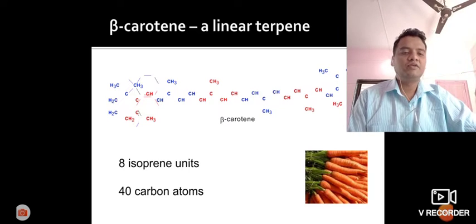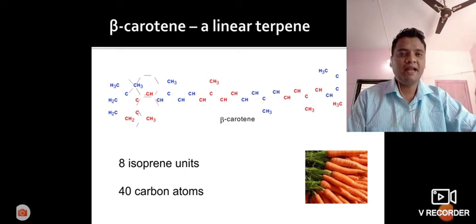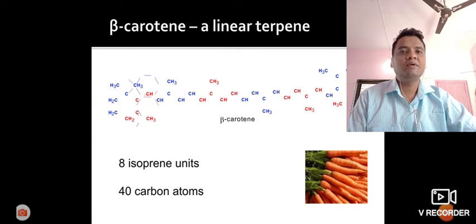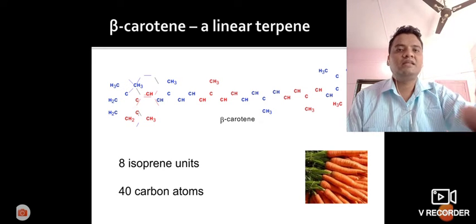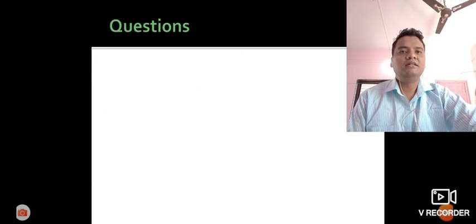Next is beta carotene. We know carotene is found in fruit. It contains 8 isoprene units, and as we know that one isoprene unit contains 5 carbon atoms, 8 times 5 gives the formation of a 40 carbon atom linear terpene. These are the chemical structures of the terpenoids.